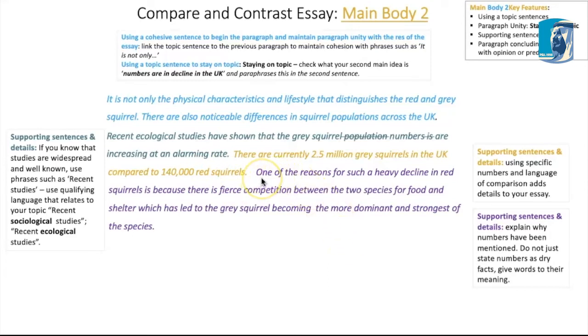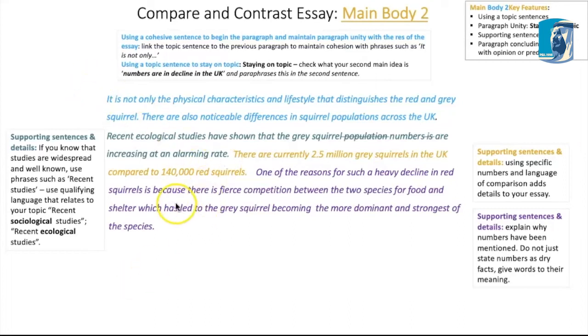So here we've got a very similar phrase to what we used before, like one of the disadvantages, one of the reasons. You can also change this if you felt it's too repetitive. You can say a reason for this, or reason for such a heavy decline in the red squirrels is because. So we've got that is and then because. We're now providing that reason for mentioning these numbers. So you are going to need language of reasoning. Is because, is as a result of.